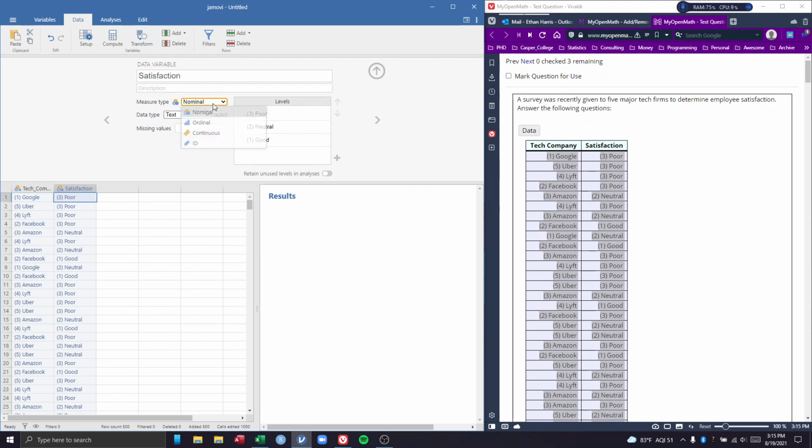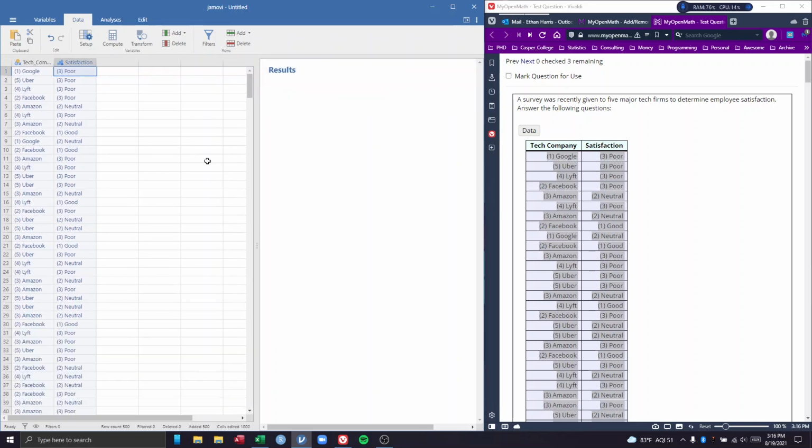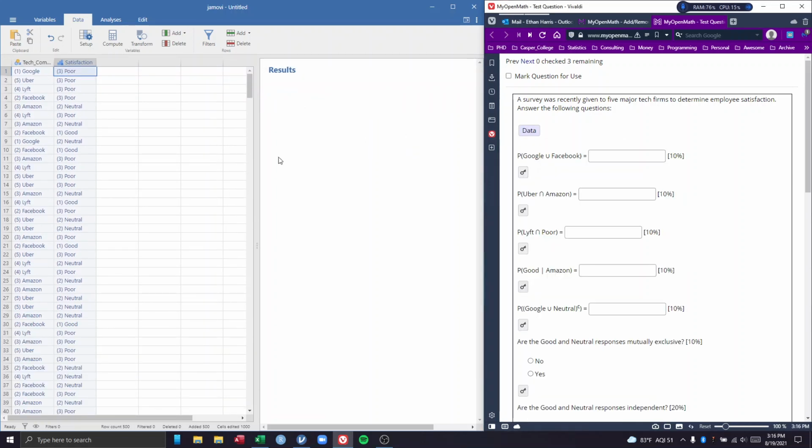And this one is in fact ordinal data. It's still just text, but we have a simple little Likert scale. So we're going to move poor to the bottom, good to the top, and now we have a 1, 2, 3, good, neutral, poor Likert scale. Okay, so that's all that we need to do with organizing and modifying our data. And now what we are going to do is create a contingency table.